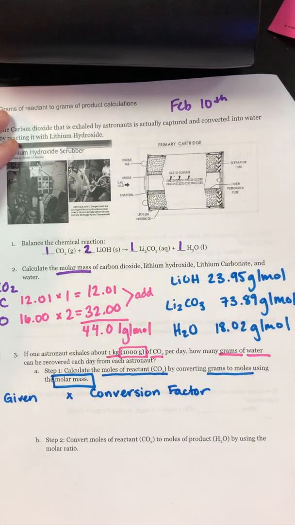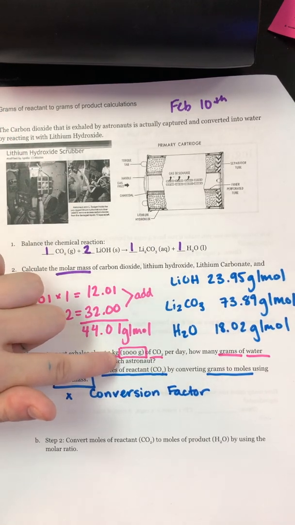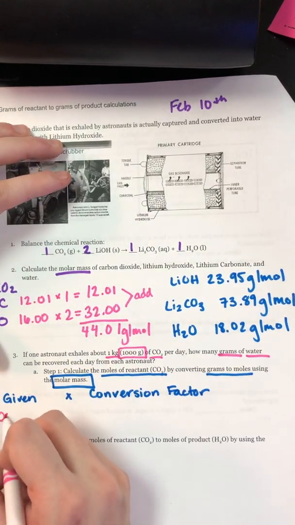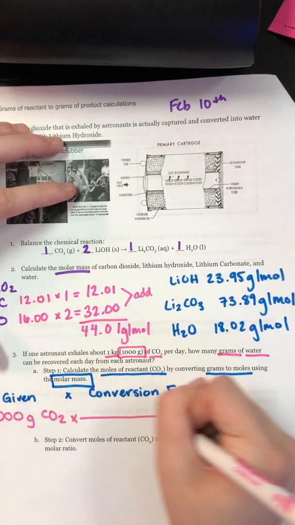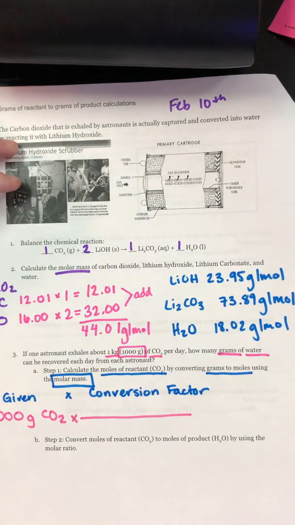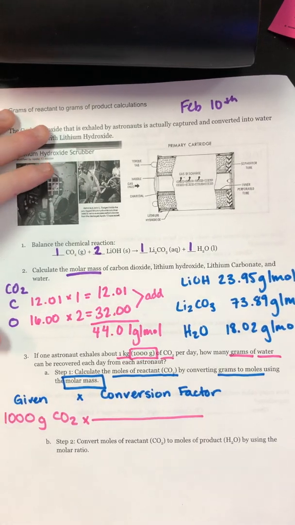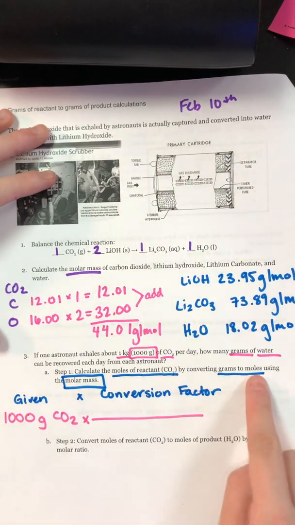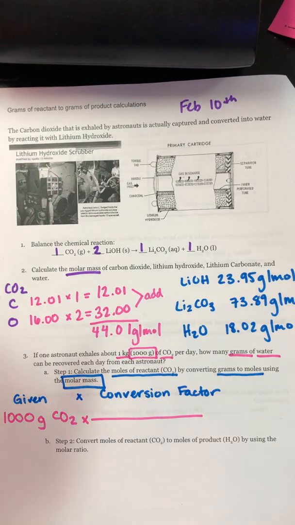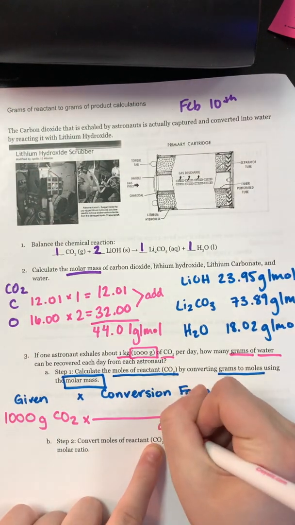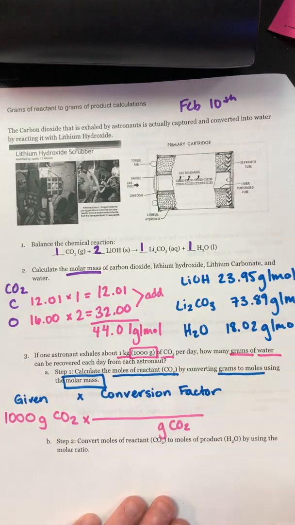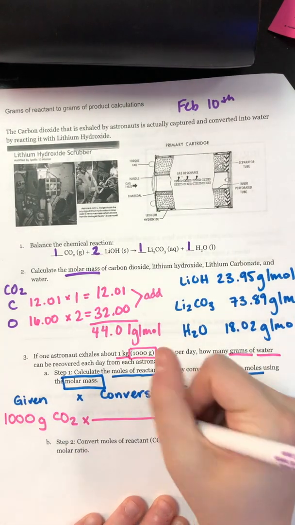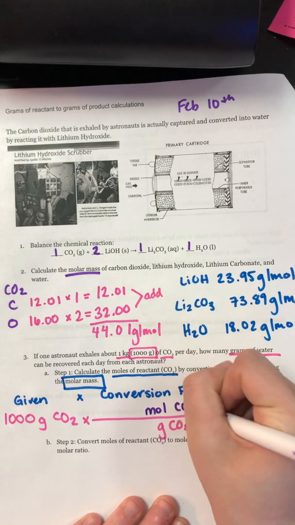In this problem, we were given 1,000 grams of carbon dioxide. That represents how much carbon dioxide is exhaled by the astronaut each day. We need to convert this to moles, which means grams is the unit we're getting rid of. It needs to go on the bottom. The unit of the given goes on the bottom. And we need to get to moles of carbon dioxide.